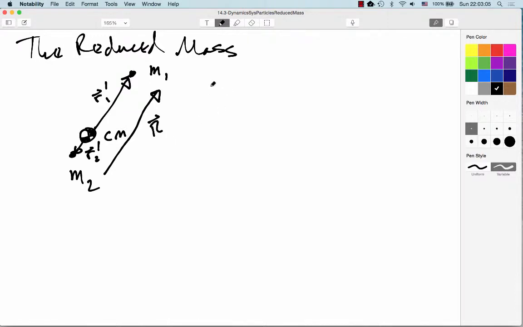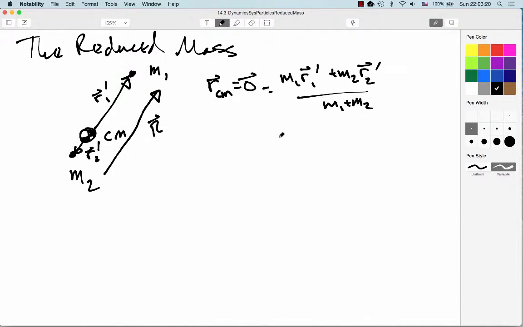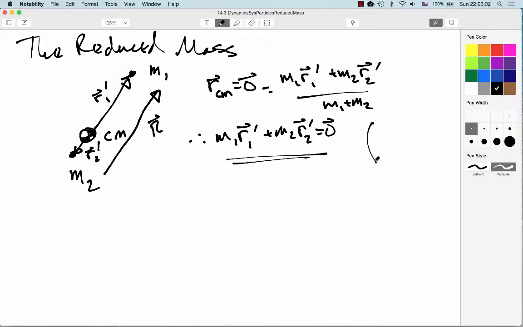Okay, so with that, we'll go ahead and locate the center of mass. And since it's center of mass coordinates, that's locating it at the origin. So (m1 r1 prime plus m2 r2 prime) over (m1 plus m2). Well, we can multiply both sides through by m1 plus m2, and we get that m1 r1 prime plus m2 r2 prime equals 0. And we'll also note that this gives us that r2 prime is equal to minus m1 over m2 r1 prime.